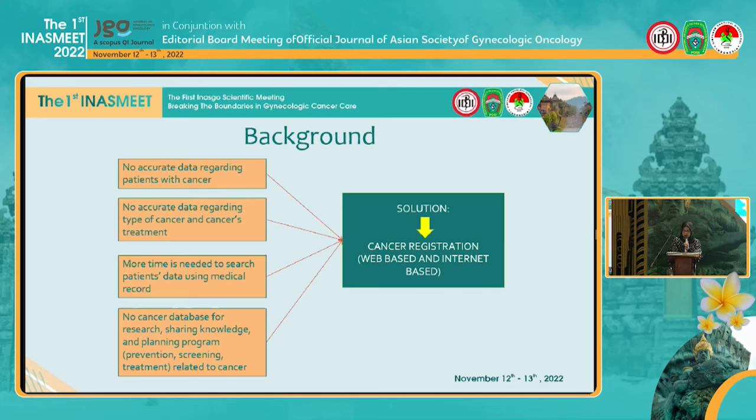The background is that there is no accurate data regarding patients with cancer, type of cancer and cancer treatment, and more time is needed to search patient data using medical records. We have to search through a lot of books, maybe 30 books, in the medical records rooms. There is no cancer database for research, sharing knowledge, and planning prevention, screening and treatment programs related to cancer. So for the solution, we try to make our own cancer registrations from west to east.